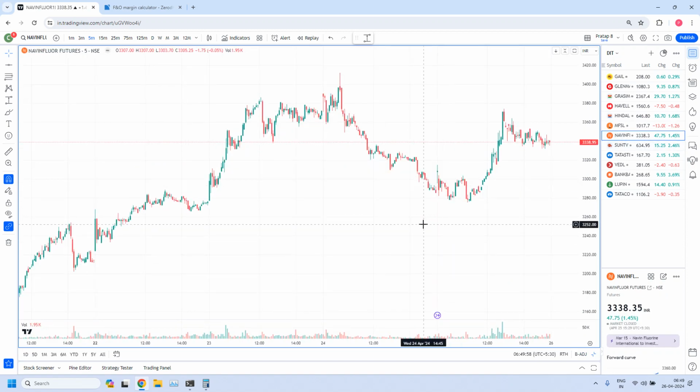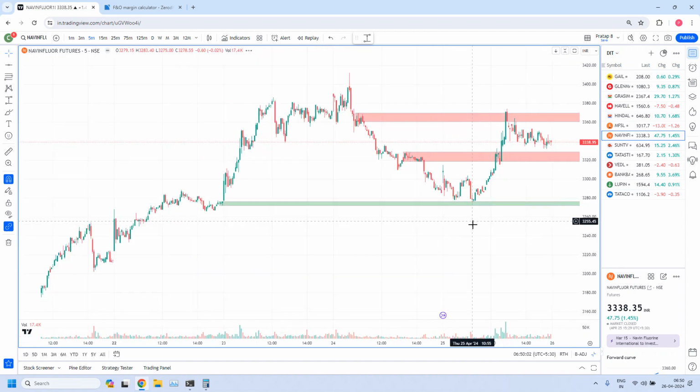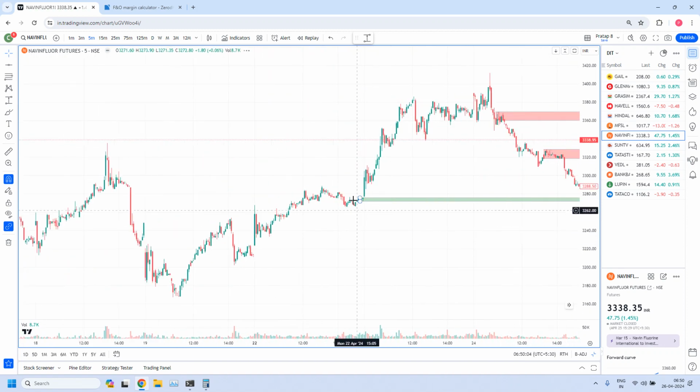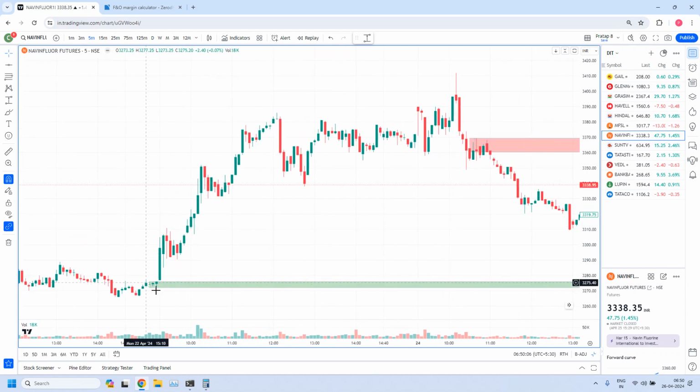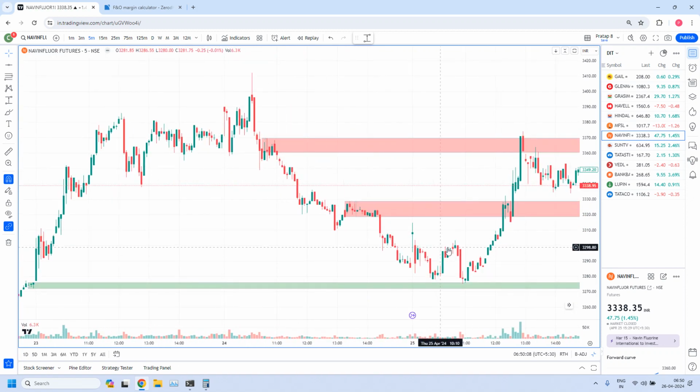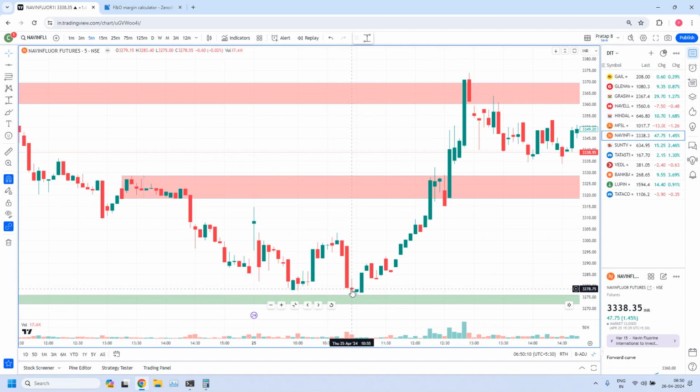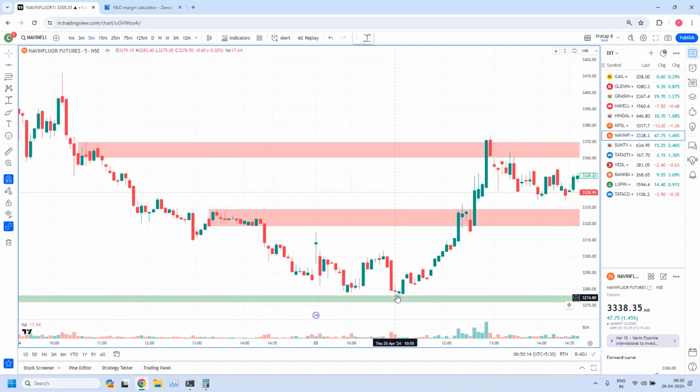Let us look into the next one. Navin Fluorine. See this zone. A very small, teeny zone. See, yesterday it gave an entry. At 10:55 yesterday, it gave the entry in this zone. See how much profit it got. This is the immediate target suggested by our software.